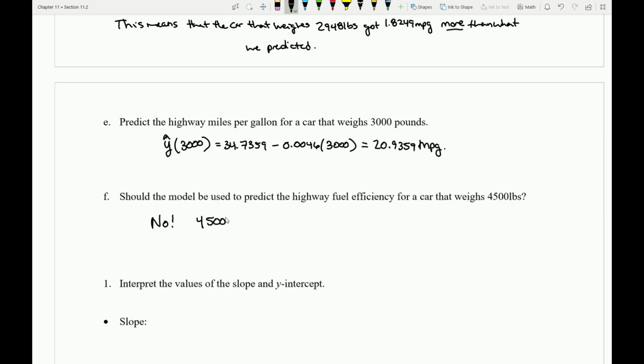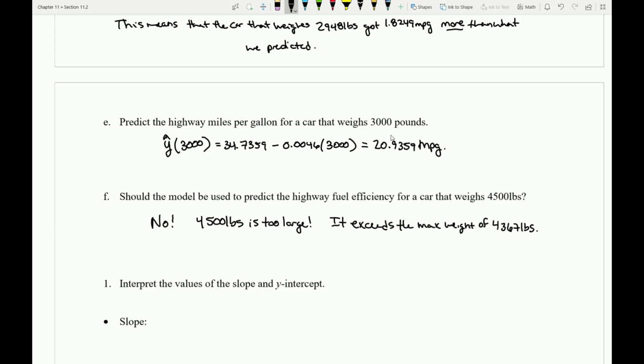It exceeds the max weight of 4,367 pounds. So I could go ahead and plug in 4,500, just like I did with 3,000. I would be able to get a number back. But what we're saying here is that I shouldn't really trust that number. If I don't plug a number that's inside that restricted domain, the result I get at the end should not really be trusted. It's not maybe a good prediction. There's no good way to know if it is good or maybe if it is bad unless I get something glaringly obvious.